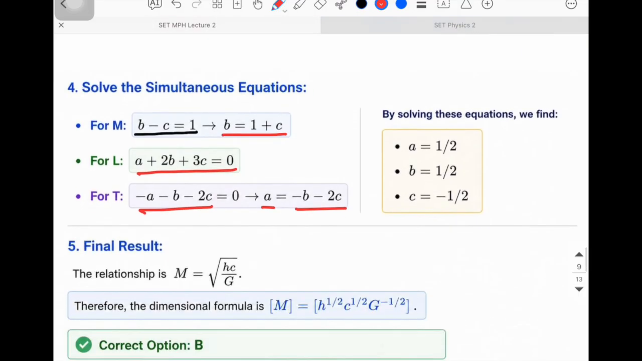We have 3 equations and 3 variables. Solve it by substituting one quantity in another. For example, here we have b equal to 1 plus c. Substitute the value of b.